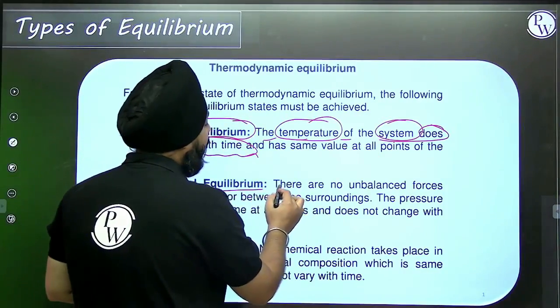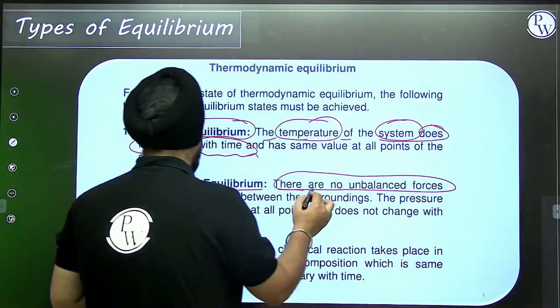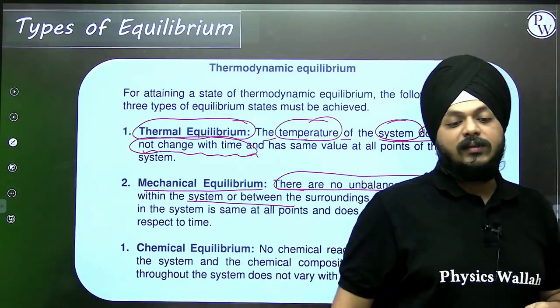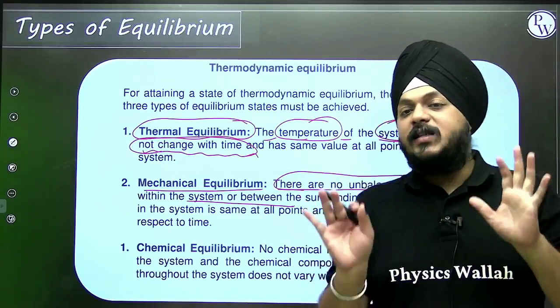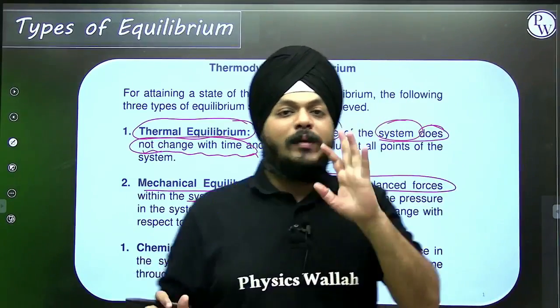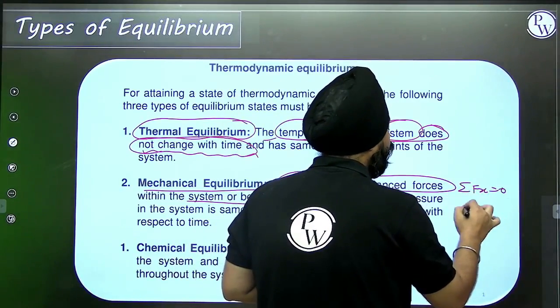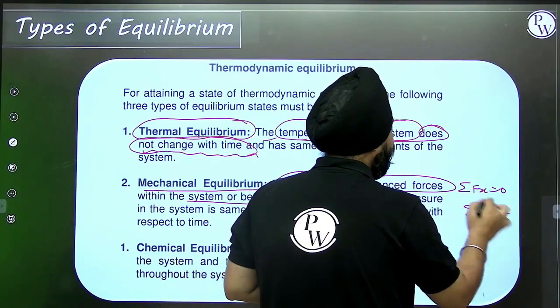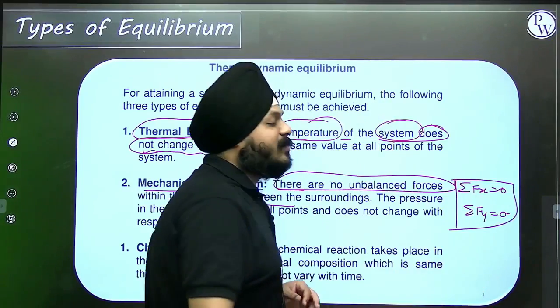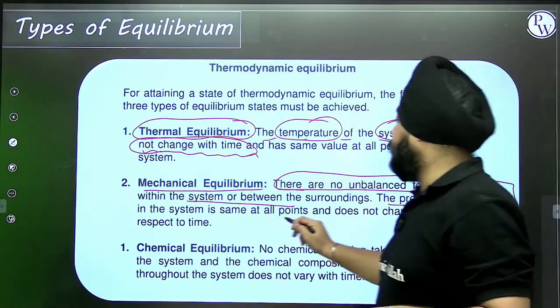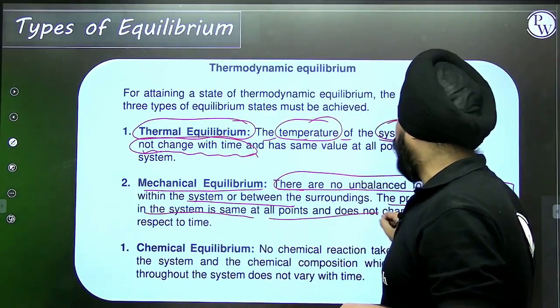Mechanical equilibrium: there are no unbalanced forces within the system or surroundings. The summation of all forces in the x direction is 0. The summation of all forces in the y direction is 0. No net acceleration is there. And the pressure in the system is the same at all points.